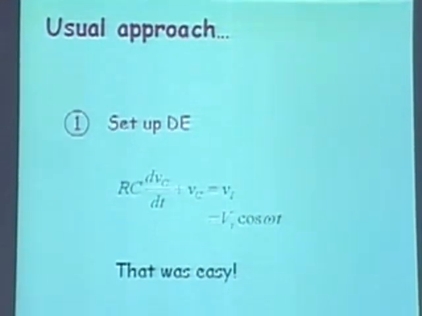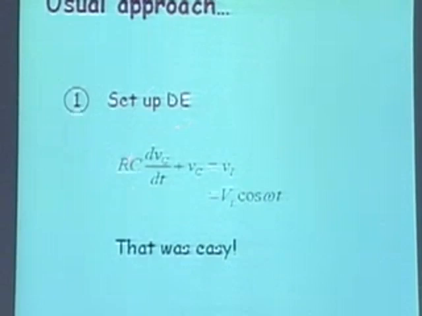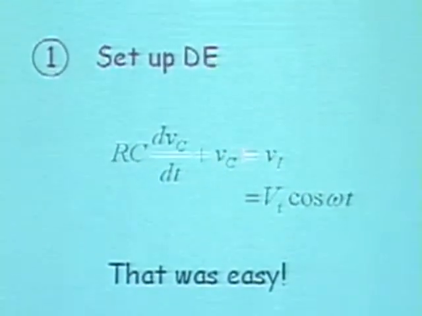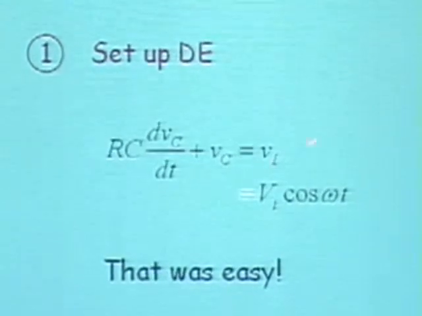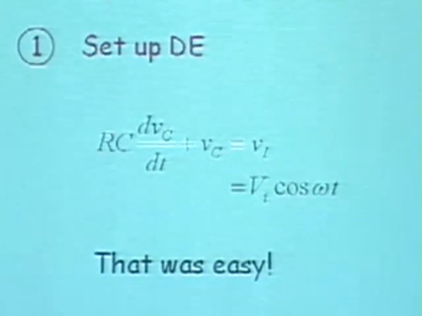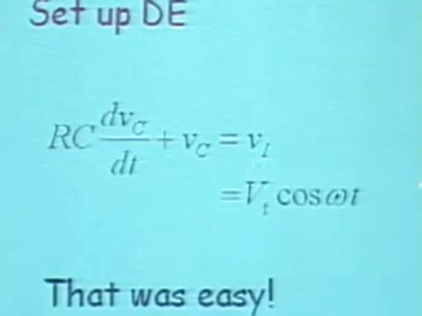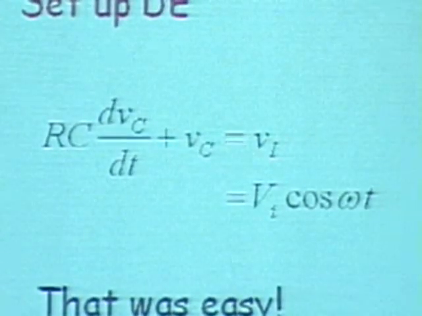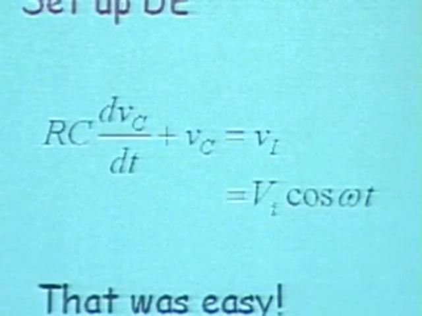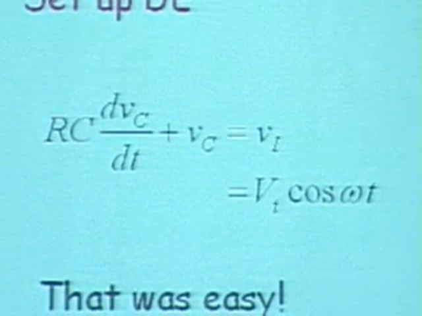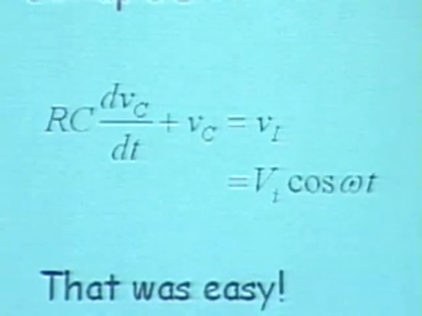Step 1. Write the DE. That's easy. We've done this before for the RC circuit. It's RC dVC/dt plus VC equals VI. This is no different from what you got for your RC circuit with a step input. Just that my input is VI cosine of omega t in this case. It's not just a DC voltage VI. Stare at that. Enjoy it while the going is easy.